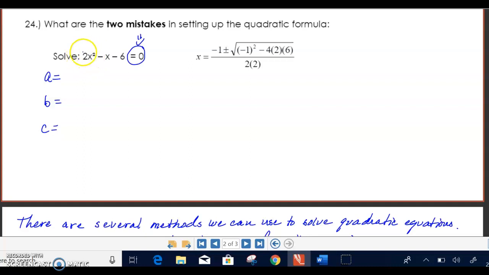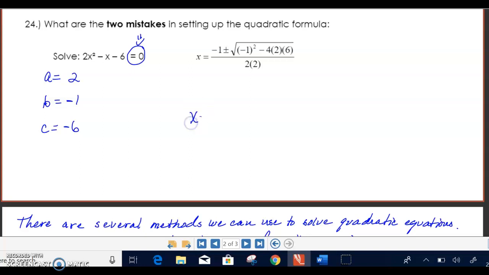A is on the x squared term, which is the coefficient, just the 2. B is the coefficient on the middle term, which in this case is a negative 1, understood 1. And c is that constant on the end. So these are my values of a, b, and c. Now, let's see what mistakes were made when putting those into the quadratic formula.